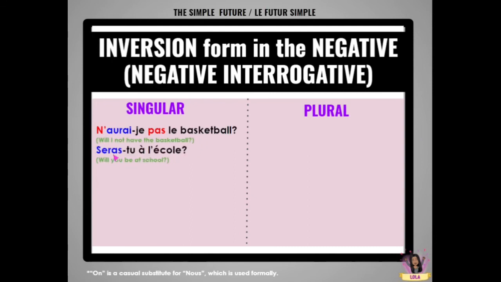Looking at the next one, seras-tu à l'école? Again, the ne goes before the sera, and the pas will go after the pronoun tu. So, ne seras-tu pas à l'école? Will you not be at school? Ira-t-il en vacances? Again, the ne is going to go at the beginning. So we have an N apostrophe because it starts with the vowel. N'ira-t-il, and then the pas is going to go right in here. N'ira-t-il pas en vacances? Will he not go on vacation?